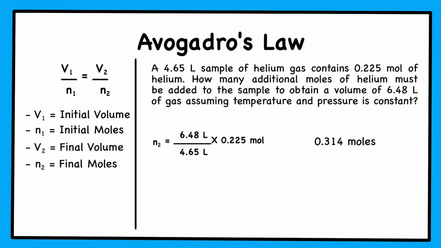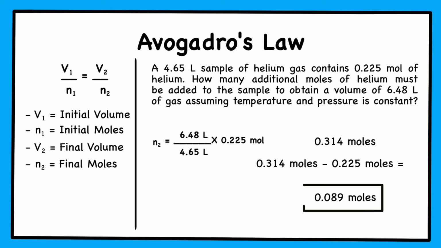Notice the question asks how many more moles are added. So we must take our final amount of moles, which is 0.314 moles, and subtract our initial moles, which was 0.225 moles, from it. If we do this correctly, we should get that there were 0.089 moles added to this system, or 0.089 moles of helium added to this system.